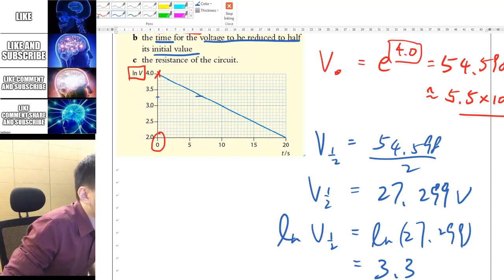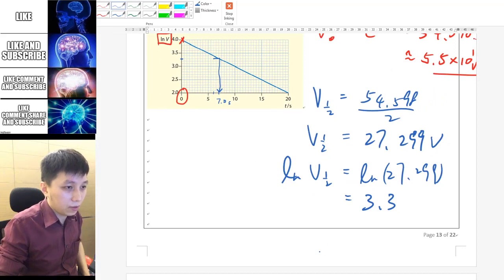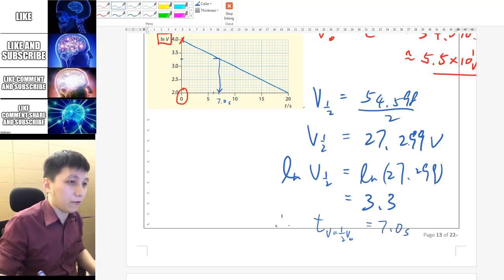Okay, maybe a more narrow pen will be helpful. All right, basically this grid. So this is 5 to 10, and I think there should be 10 grids, so this should be literally 7 seconds, right? 7.0 seconds. So then the corresponding time, you can say that the time for V equals to half, I don't know, however you phrase it, is going to be 7.0 seconds for part B.